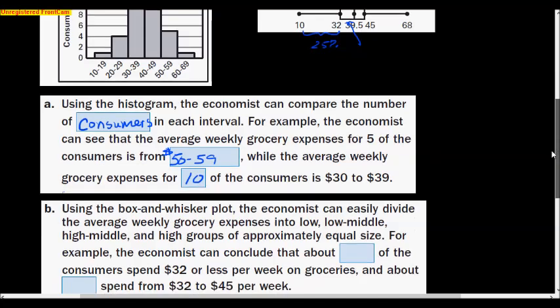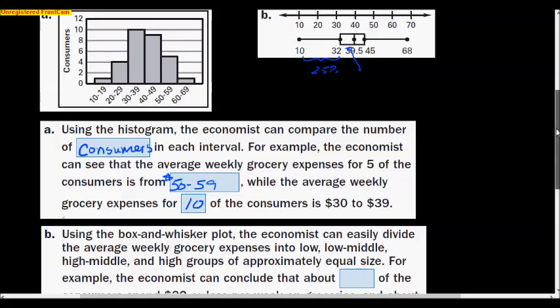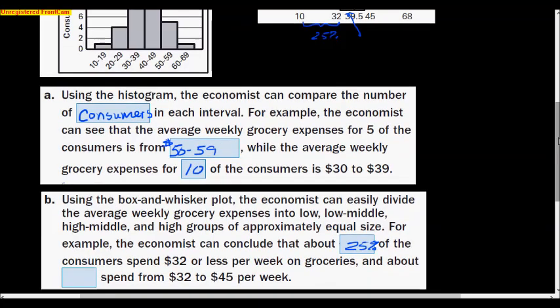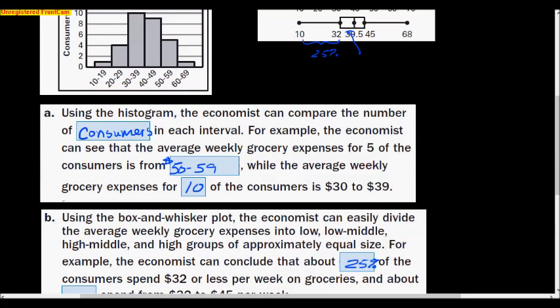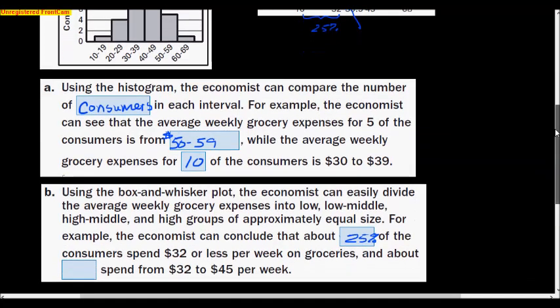All right. So the economists conclude that about from 10 to 32, about 25% of the people fall in that little category in there. Okay, so 25% of the consumers spend $32 or less per week on groceries, and how many spend from $32 to $45 per week? Okay, so that is going to be all of these people in here. Well, if this is 25% and this is 25%, then from here to here, 32 to 45, that's going to be about 50% of the people.